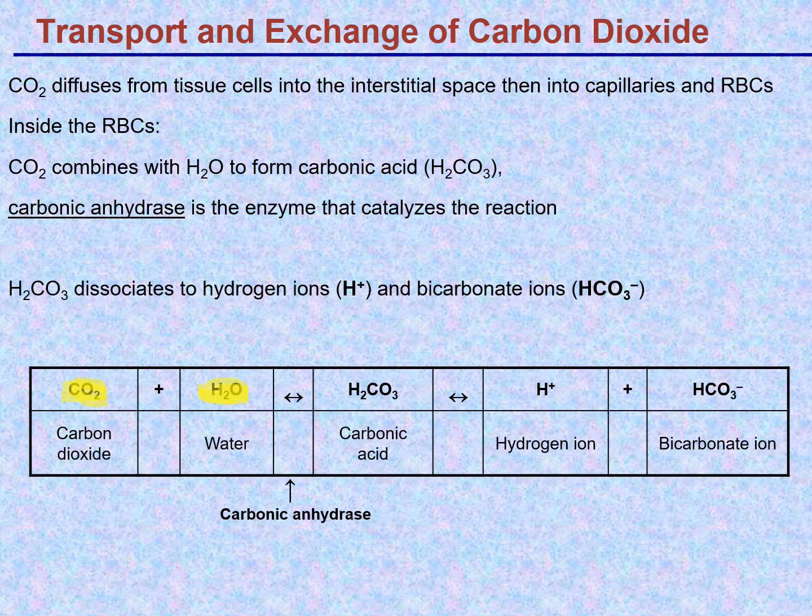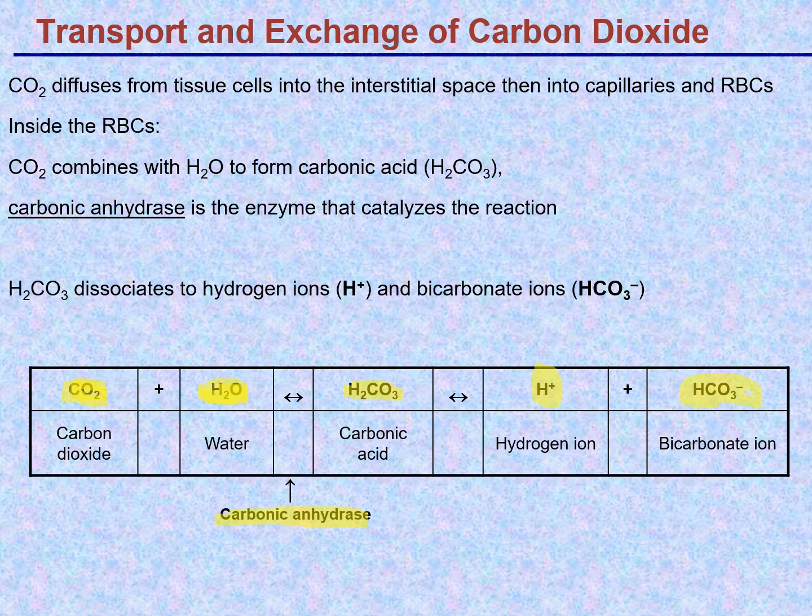It doesn't just combine with water. It undergoes a reaction together with water, and the biochemical reaction is catalyzed by the enzyme carbonic anhydrase inside red blood cells. The product of the reaction is carbonic acid, H2CO3. Now H2CO3 is not stable. It will dissociate into hydrogen ions and bicarbonate ions.